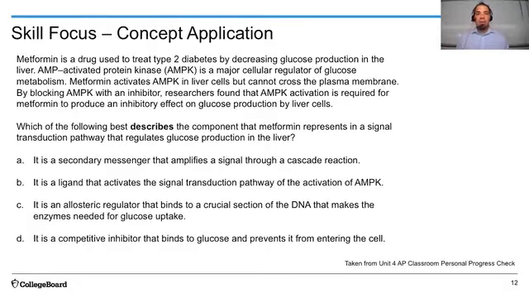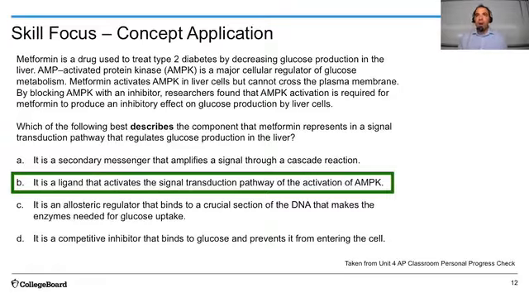And I'm back. So again, I'm in my room. If I was here, I'd be asking my students what they thought if they were here. So who has A? Anybody? B, C, D? All right. Those that picked B, gold star for the day. It is a ligand that activates the signal transduction pathway of the activation of AMPK. So again, best answer for the description is B. If you got it right, good job. Maybe if you missed it, you may want to go back through and look at some of the other options.